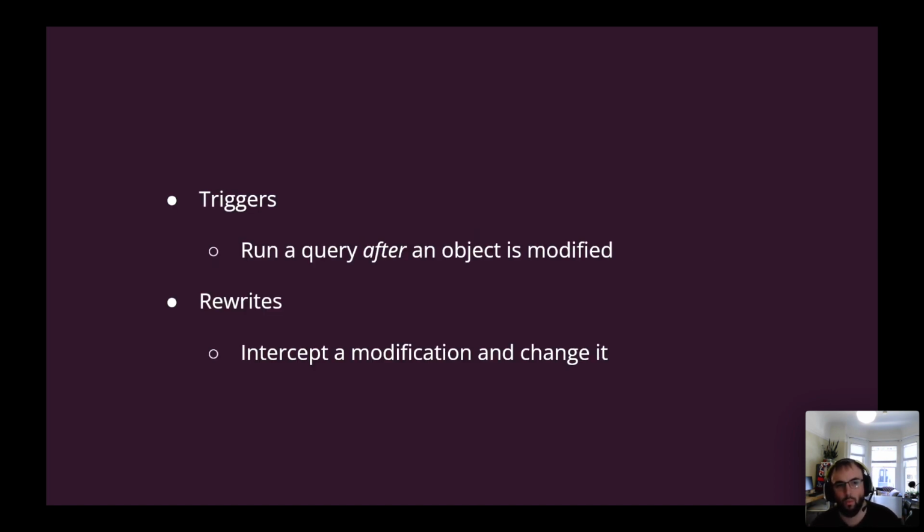So in our system, we're providing two things. One is triggers, which run a query after an object is modified. You do an insert or an update or a delete, and you can provide triggers that process those and go do follow-up actions. And then we have rewrites doing a different thing, which is changing a modification before it happens. So when you do an insert or an update, a rewrite runs first and alters what actually happens. And so I'll run through some examples of EdgeDB triggers and rewrites and let you see for yourself.